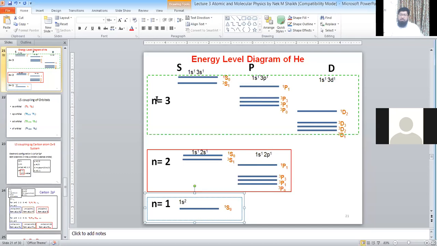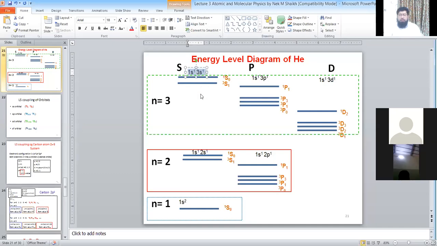Now come to n equal to 3 here. If the electron is in the s orbital, again the term values are simple: 3S1 and 1S0. Why are both levels possible? Because the first electron is in n equal to 1, which we have written here as 1s1, and the second electron is 3s1. The principal quantum number is again different, therefore both levels are possible.